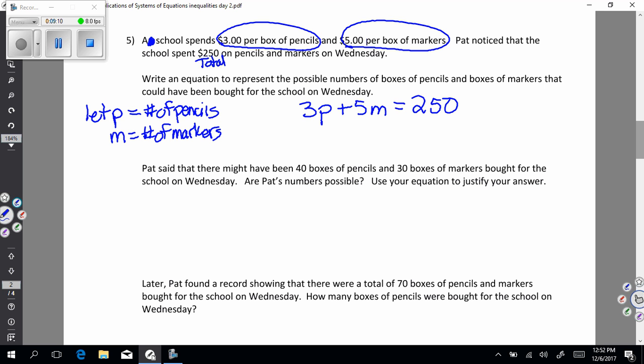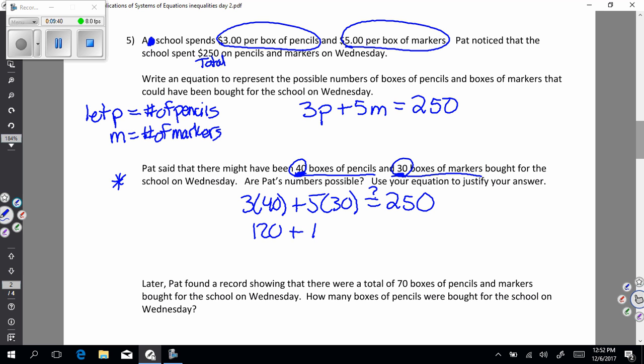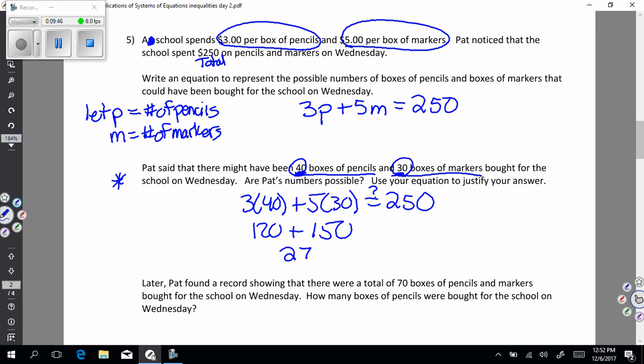Now, since we only have one equation, really P and M can be multiple things. So when we look at this next part, Pat said that there might have been 40 boxes of pencils and 30 boxes of markers. Are Pat's numbers correct? Well, why don't I plug in a 40 for P and a 30 for M and see if it really turns out to be $250. So 3 times 40 plus 5 times 30, does it equal 250? So 120 plus 150 adds up to be 270, and that does not equal 250.